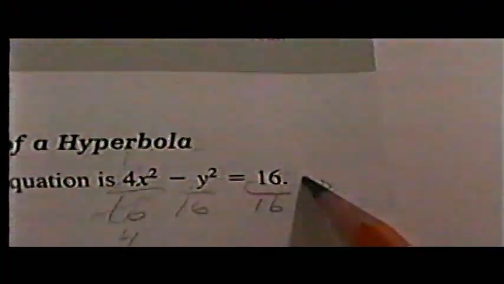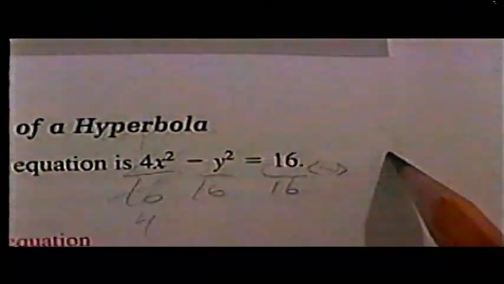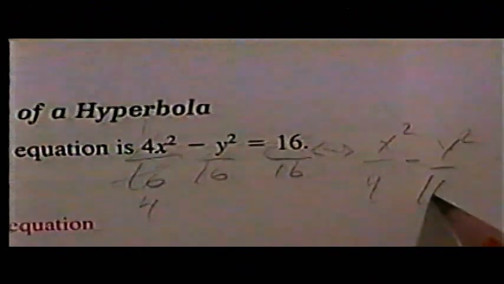And then you simplify that. You can reduce here. 4 goes into 4 once, 4 goes into 16 4 times. So that means that this equation would be equivalent to x squared over 4 minus y squared over 16 equals 1. Now this, the author is accepting as standard form.